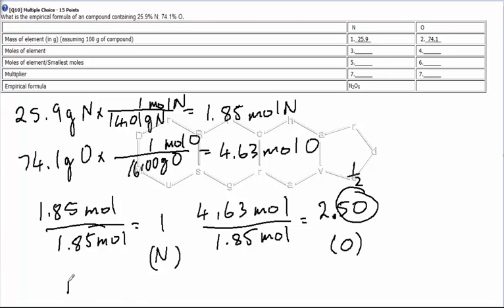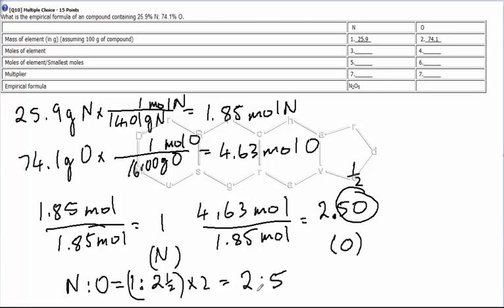So at present we've got N is to O is 1 is to 2.5, and if I want to make those both whole numbers I can multiply both numbers by 2, and that's going to give me 2 is to 5. So that's how I end up getting my empirical formula as being N2O5.